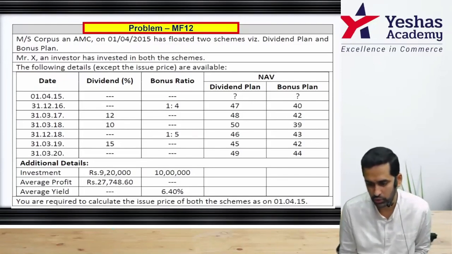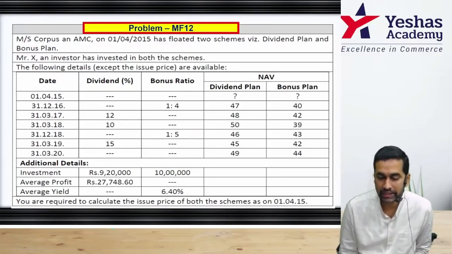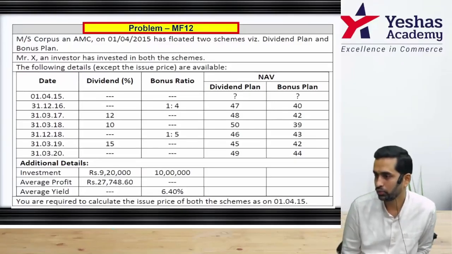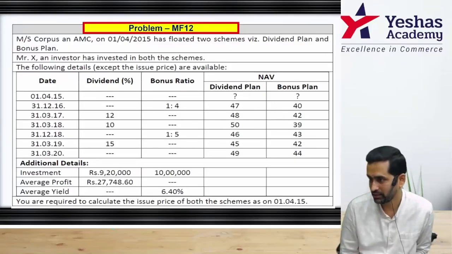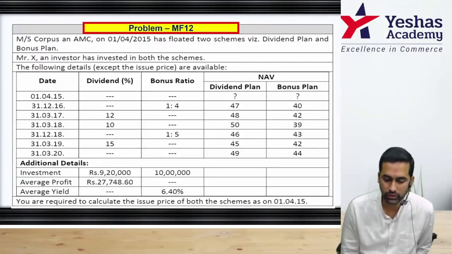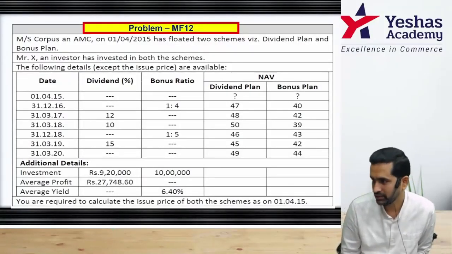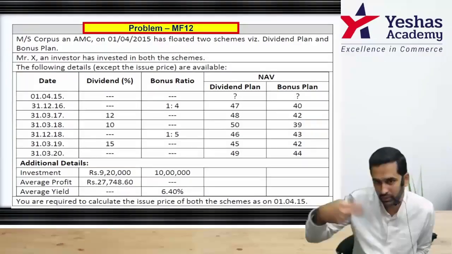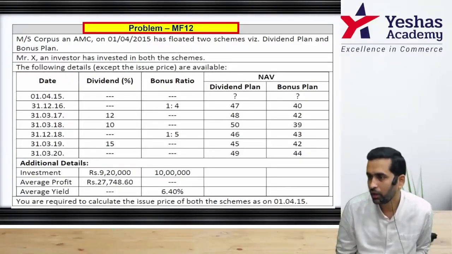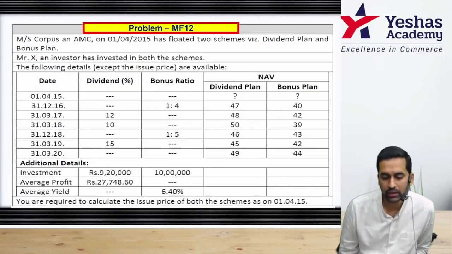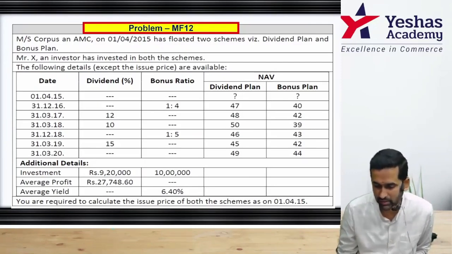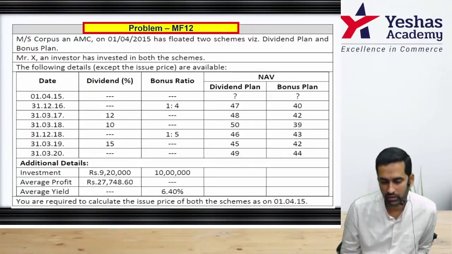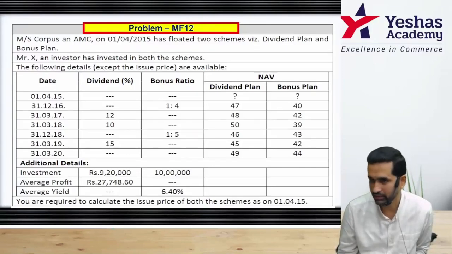Now same investor, two schemes. The following details except the issue price is available to you. That means at what rate he purchased, that NAV is not given to you. 1/4/2015, that itself is a question mark. Basically it's a reverse working sum. You'll have to come back from the end value maybe and find out how much was the investment made. After that, there are two incidents of bonus, 31st December 2016 and 2018, and three places where dividend was calculated but not paid because it's a reinvestment plan.